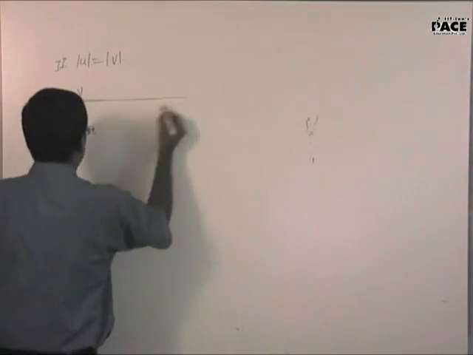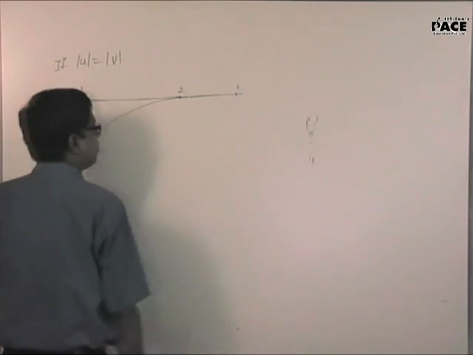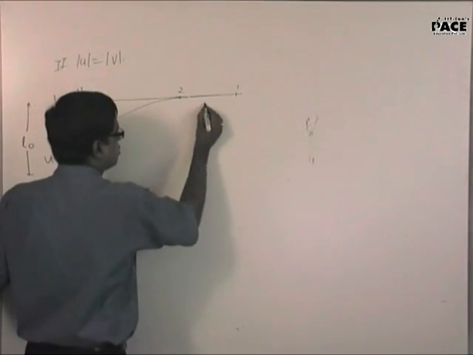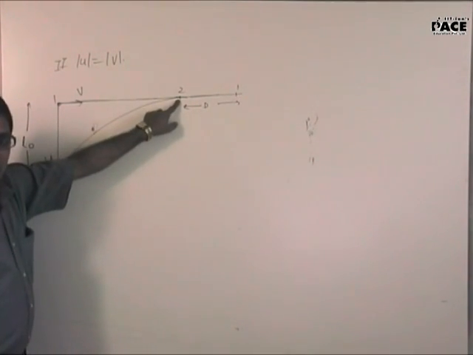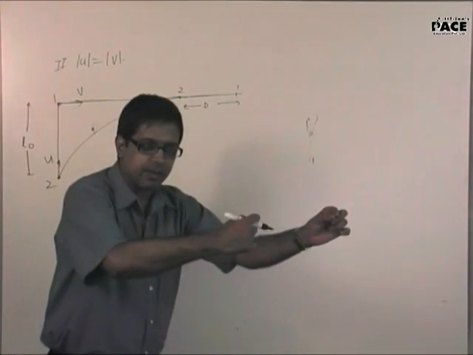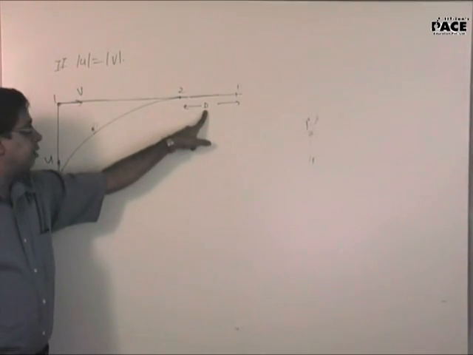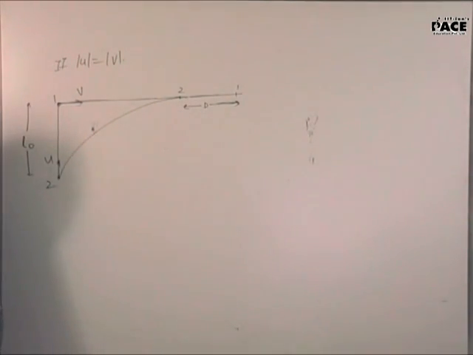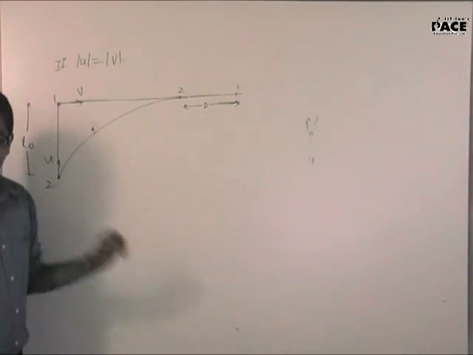If the second particle is always aimed at the first particle, this will be the position of the second particle and this will be the position of the first particle after some time t. I am taking this as L naught and the distance between them will be d. Once it gets into this cycle, 2 will always be aimed at 1 and both of them are going with the same speed. So thereafter the distance between them will remain constant. He is asking you for the relation between L0 and D.